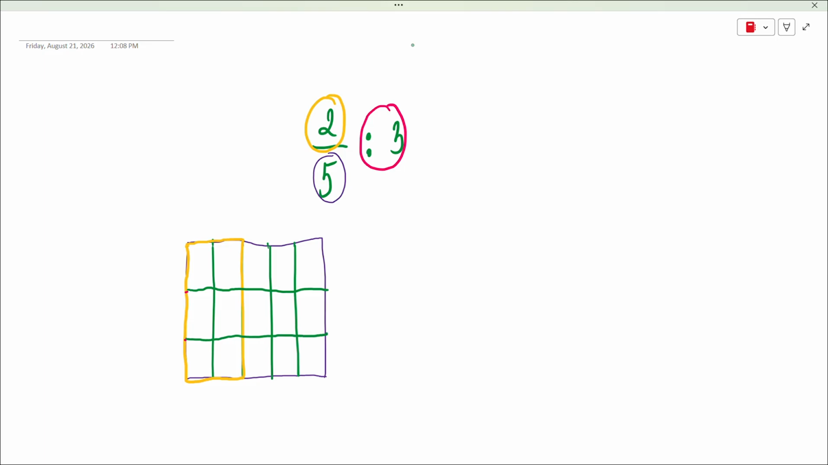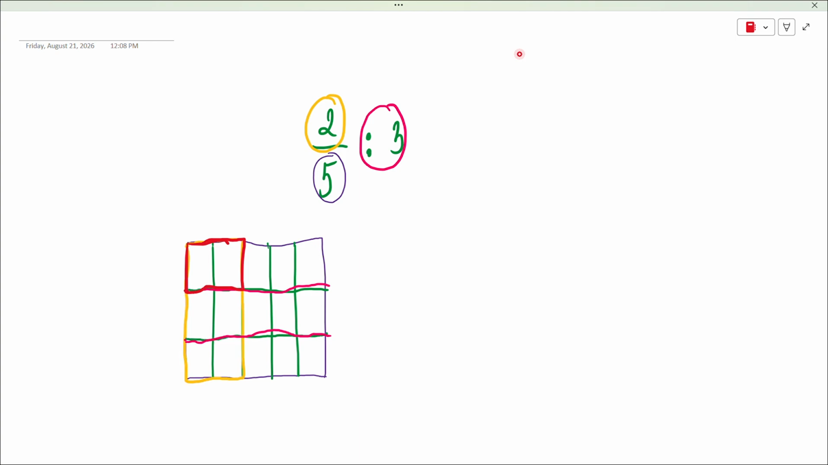Let me change the color. So one third of the original 2 over 5. What is one third of the original 2 over 5? I will draw it in red here, or we could draw another section here.